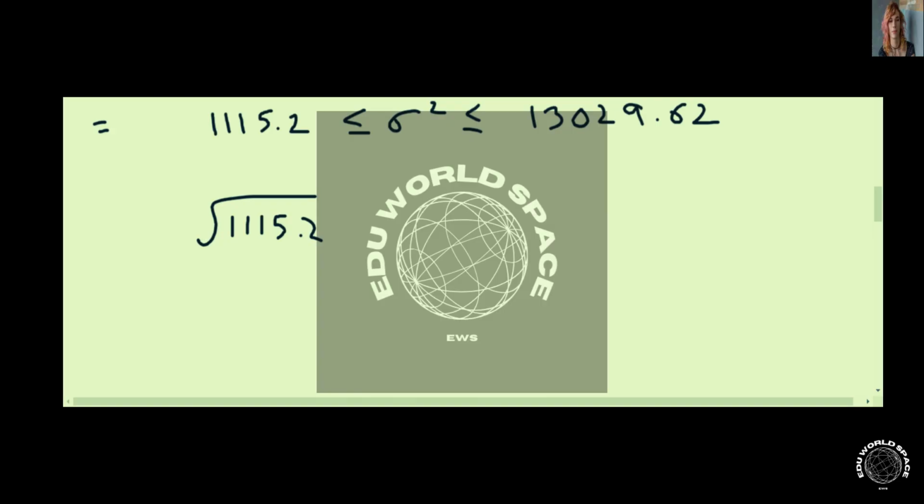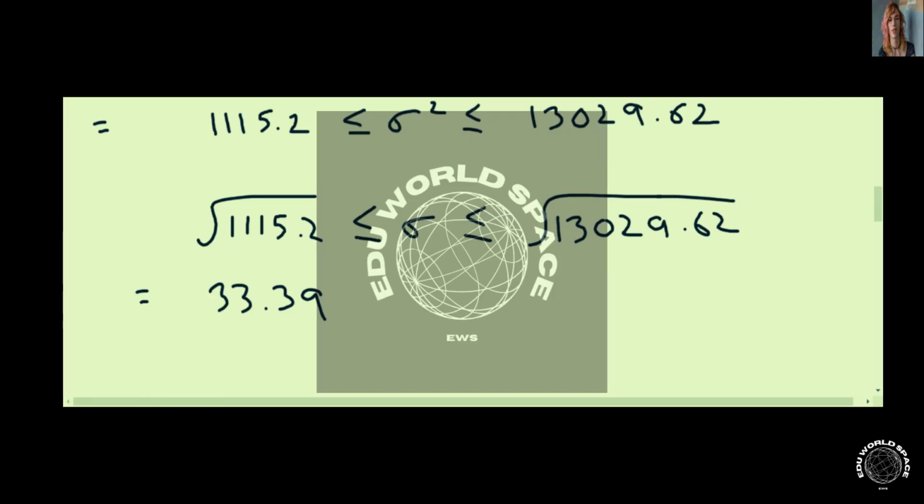Now, to get the confidence interval for our population standard deviation, we take the square root of the confidence interval we found for the population variance. So square root of 1115.2 is the lower boundary of the confidence interval for our population standard deviation. And the upper boundary is square root of 13,029.62.